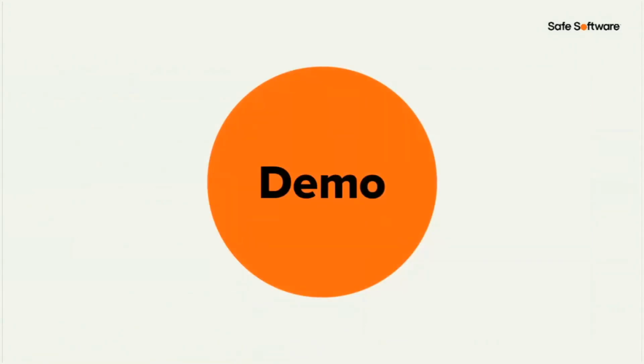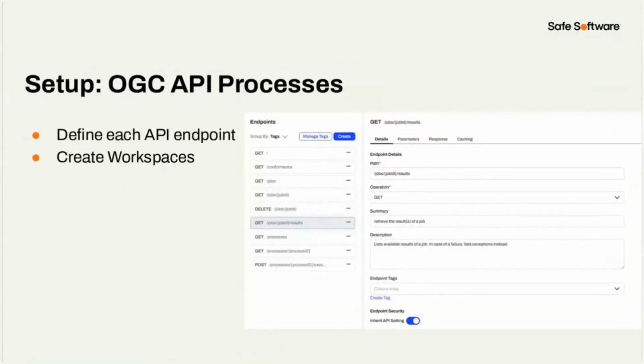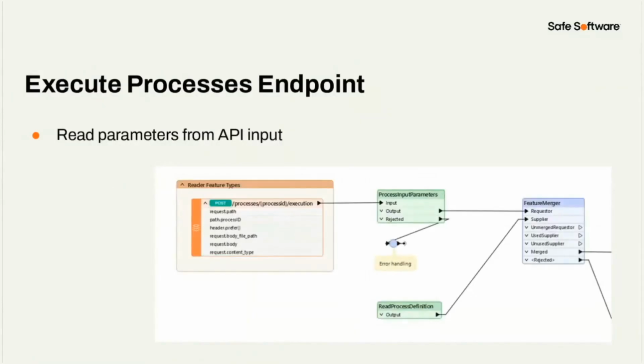All right, so I'm going to show you now what we did in FME to get all of that working. And after that, I'm going to show a short demonstration. So the first step is to set up all of these OGC API Processes endpoints. So we need the jobs endpoint, processes, execution, and so on. For each of these, we need to create an API endpoint, and we also need to create an FME workspace. Within the individual FME workspaces, there is this new type of reader feature type that actually listens to these endpoints that we have defined.